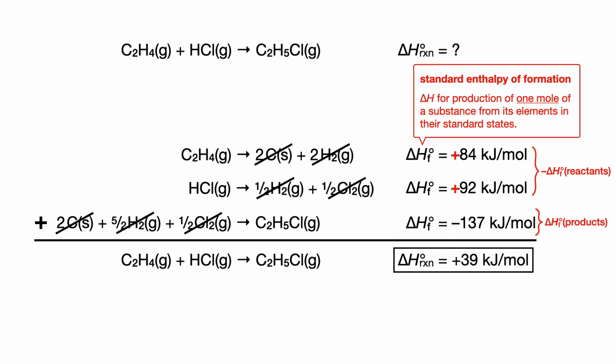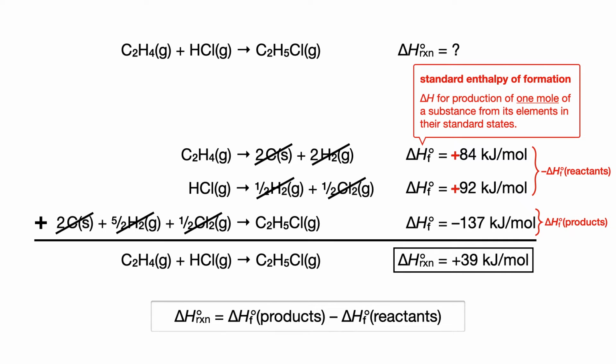And combining all of this together, we ended up calculating the enthalpy change for the overall reaction by adding up the enthalpy of formation of the products and subtracting the enthalpy of formation of the reactants. And this is a general pattern that we can use for calculating the enthalpy change of any reaction, as long as we can figure out what those standard enthalpies of formation are.